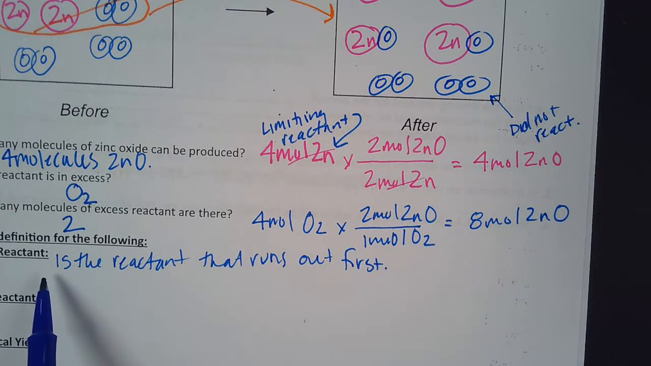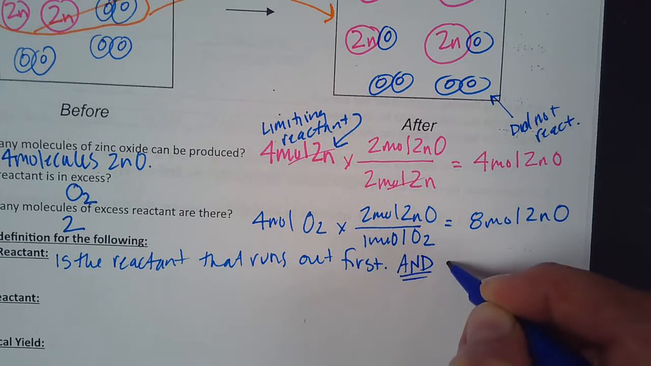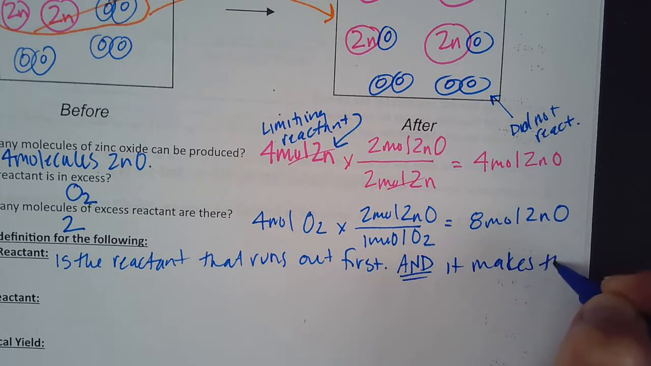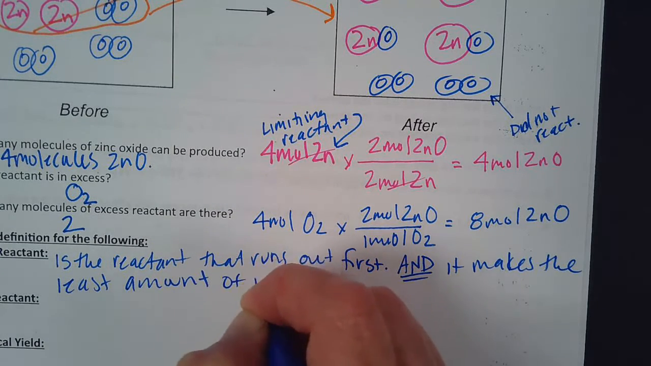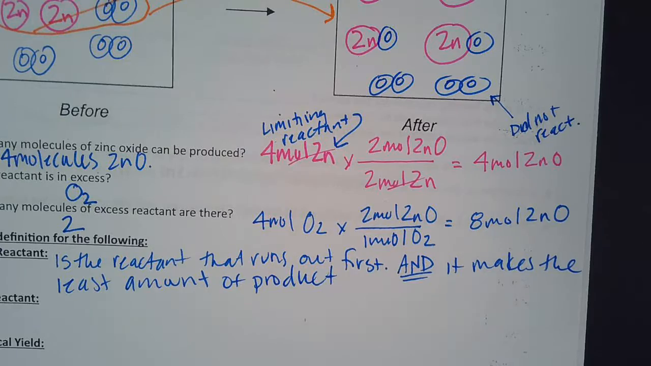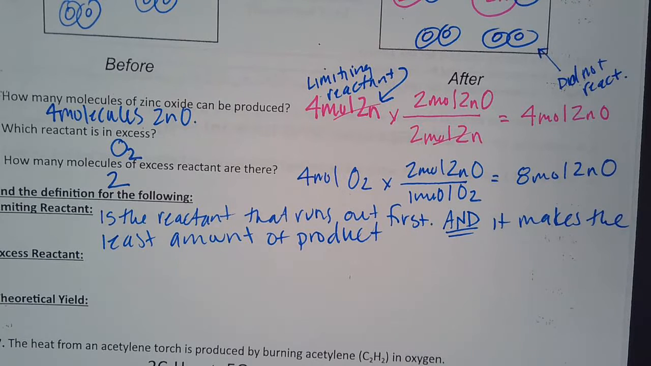Okay. So the limiting reactant is the reactant that runs out first, and it makes the least amount of product. And that should make sense, because if it runs out, we can't make any more of what we're making. So it will always make the least amount of product. Because if it's going to run out and we don't have any more of it, then we can't make any more of the product because it's out. Questions on that?